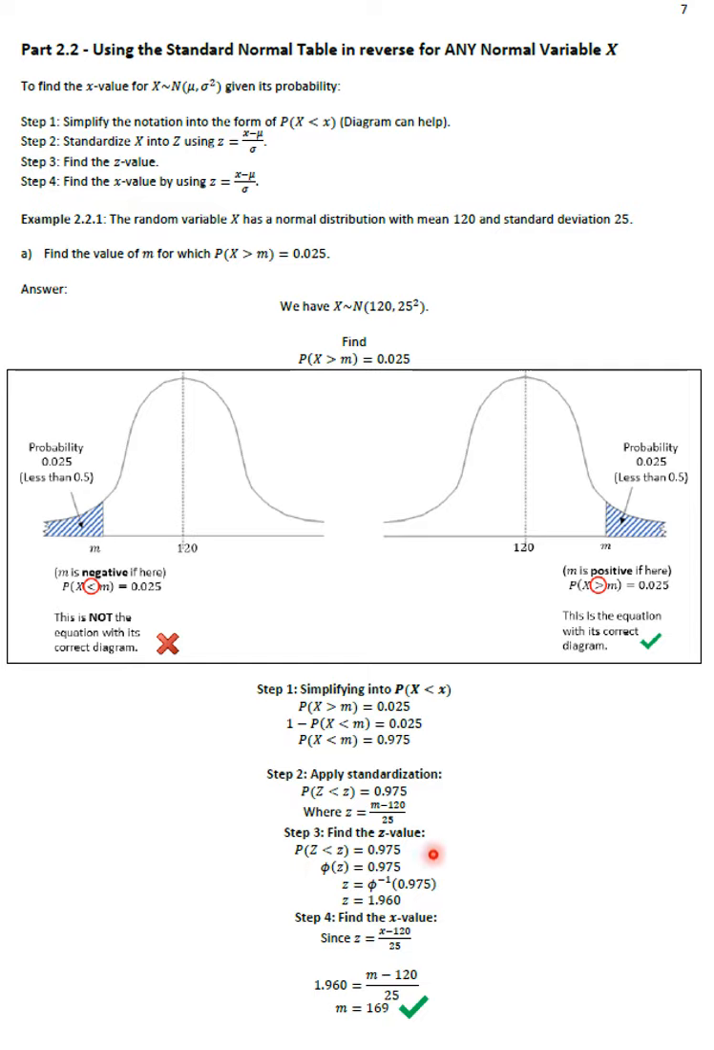So step 3, find the z value, exactly the same as the first part. Since this is P(Z less than z), you can rewrite it as phi of small z. So this is the probability. To find z, you write the notation of inverse phi of 0.975, which is still the notation for probability. And then you go to your z table, you find the probability of 0.975, then you'll get the z value of 1.960. So that is your z value, but we are not done yet because we want to find the x value. Since z equals (x minus 120) over 25 due to standardization, use algebra, then you can find your m. Done.